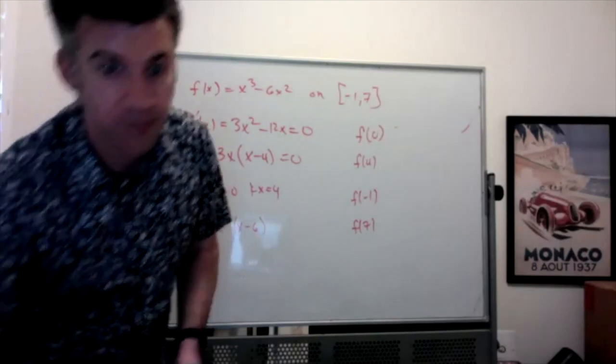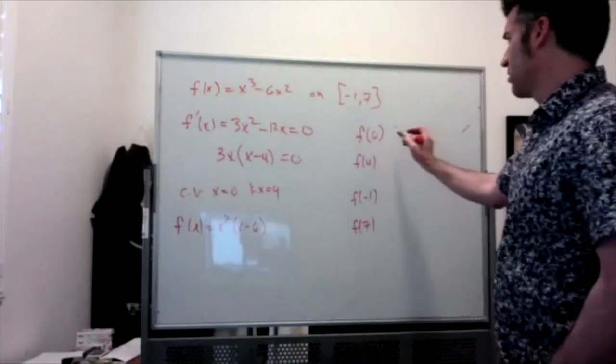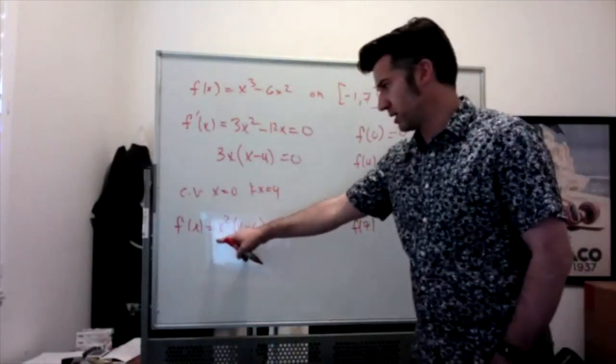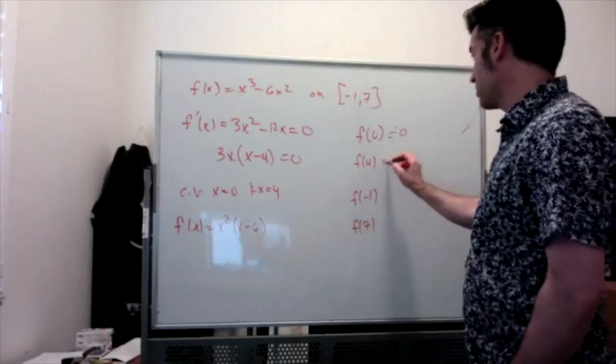Okay, so f of 0 is going to be 0. f of 4 is going to be 16 times -2, which is -32.